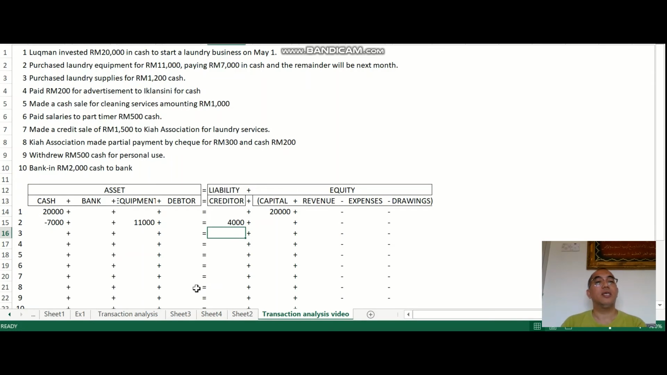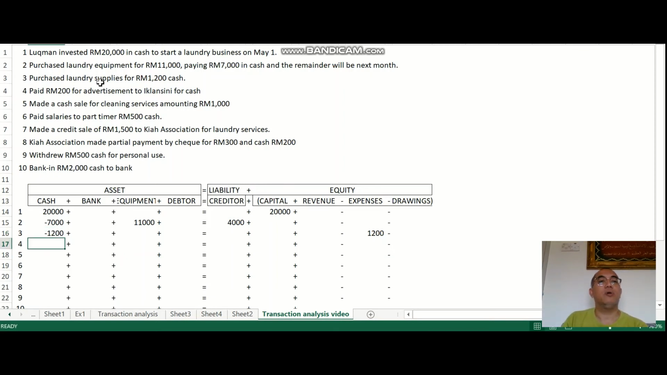Alright, okay, move on to number 3. You purchase laundry supplies. So this laundry supplies is just now our inventory, but we are not using the word inventory anymore. So we put under expenses because expenses is also your cost of sales. Okay, this is just for the accounting equation because we are now doing the analysis. So your laundry supplies 1,200. For this, you don't have any expenses. Now you have 1,200, and then you pay by cash, so your cash will reduce by 1,200 as well.